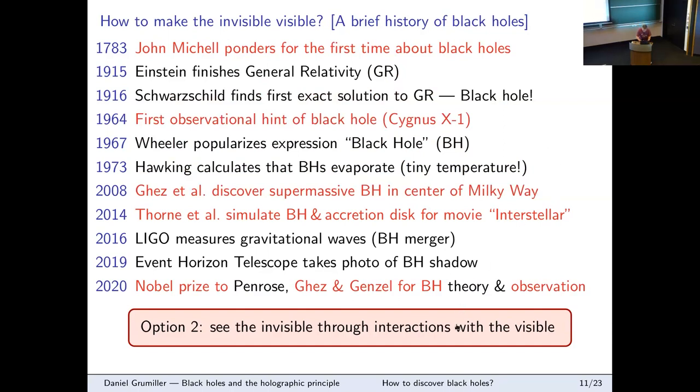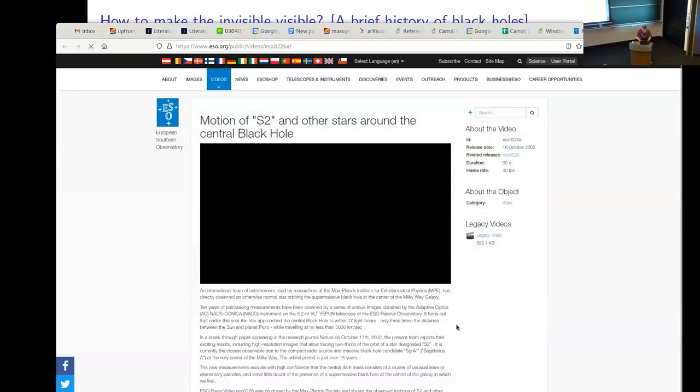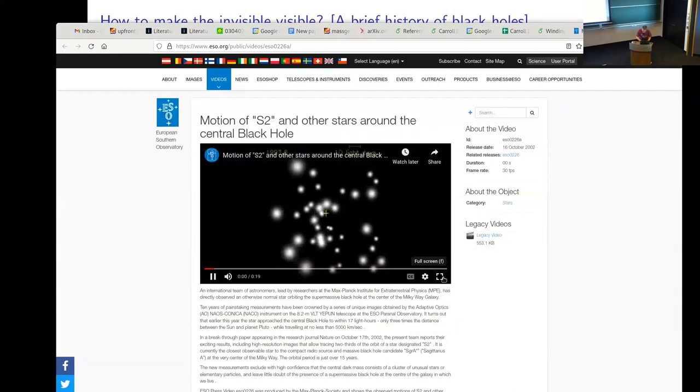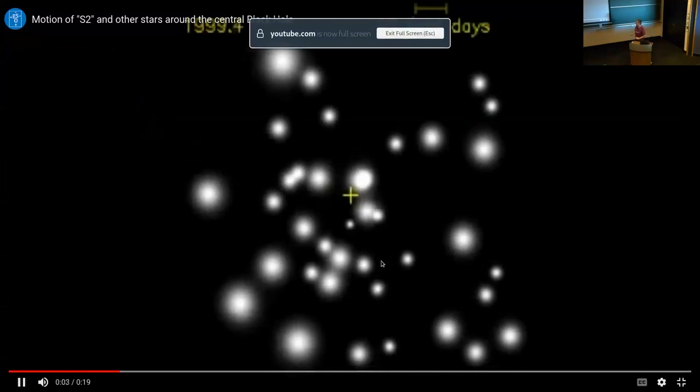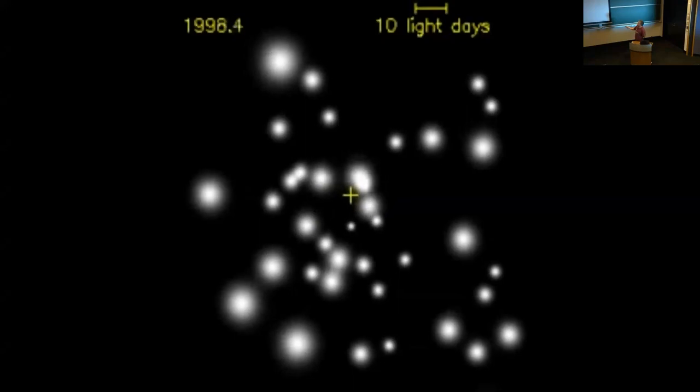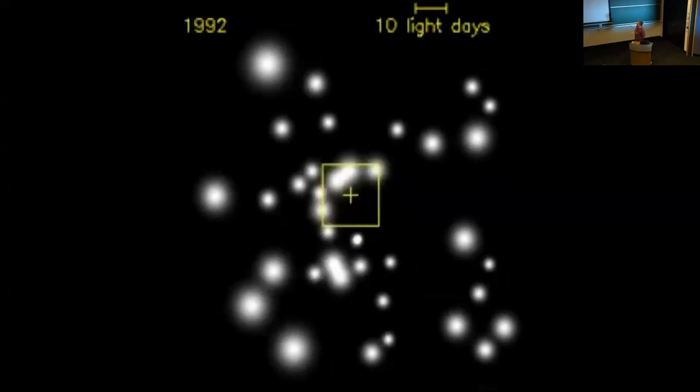So let me see if this works. So what I'm going to show you is not a movie per se, it's actual data. So it's not a simulation, it's real physical data spanning a decade of observation. And what you see is the movement of stars in the center of our galaxy. Here you see the timeline from the early 90s to the early 2000s.